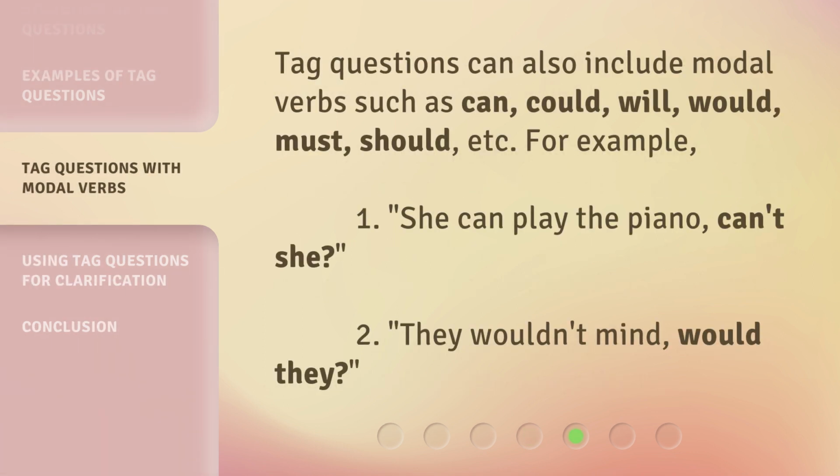Tag questions can also include modal verbs such as can, could, will, would, must, should, etc. For example, 1. She can play the piano, can't she? 2. They wouldn't mind, would they?